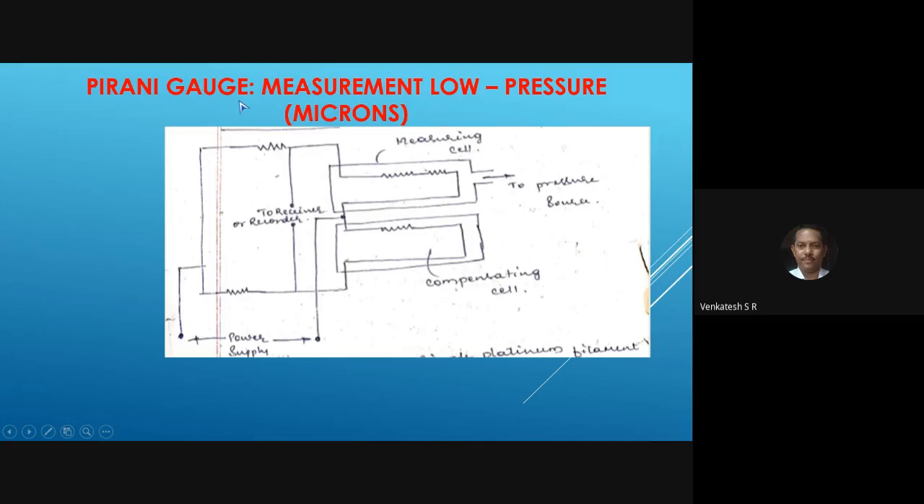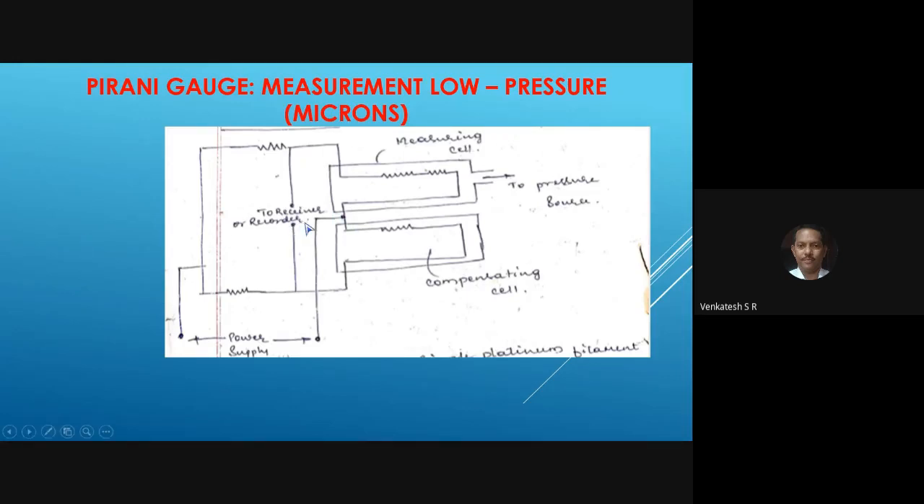There will be two containers, chambers or cells. One is the compensating cell, the other is the measuring cell, which contains the resistances. In turn, this circuit is completed by an electrical circuit which has one more resistance, and this is the receiver or recorder which shows the pressure in the tank.